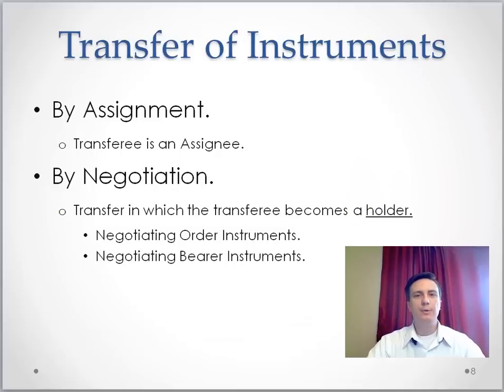All right, so how do we transfer an instrument? Well, there are two ways, and the default way is an assignment, but if you do it the correct way, then you can have it negotiated. And there are great benefits to negotiating an instrument as opposed to assigning the instrument, okay? So if you mess up and you don't get the requirements for negotiation correct, then it will be considered an assignment. And you don't want that because it doesn't have all the great benefits of negotiation.